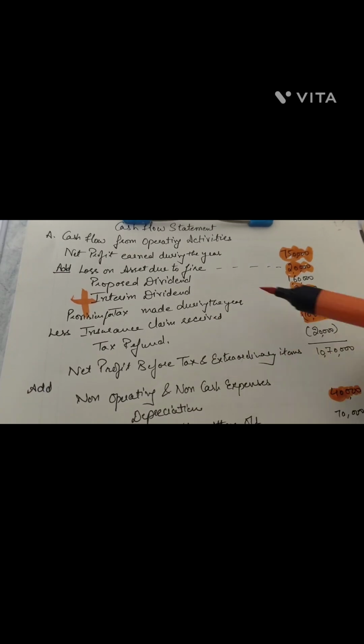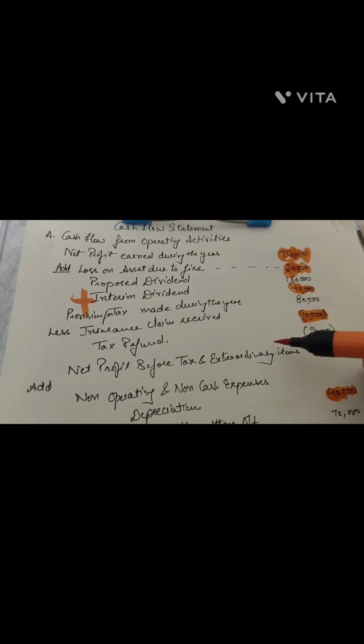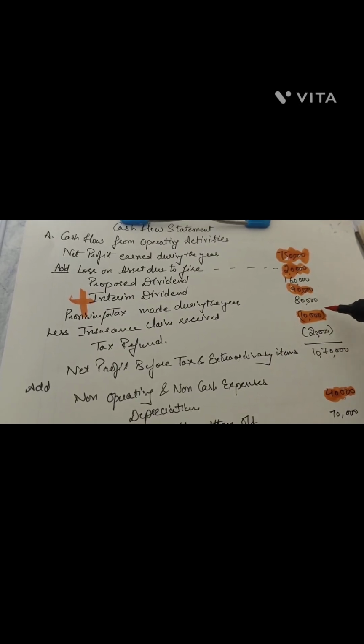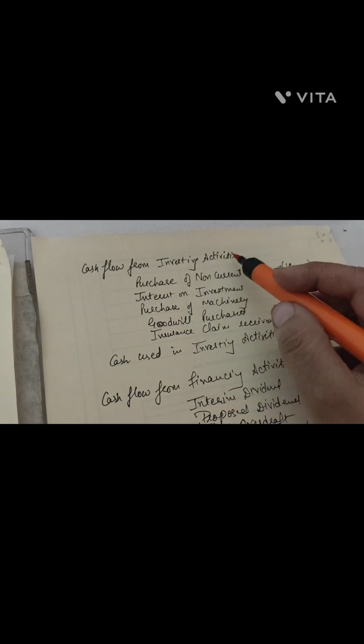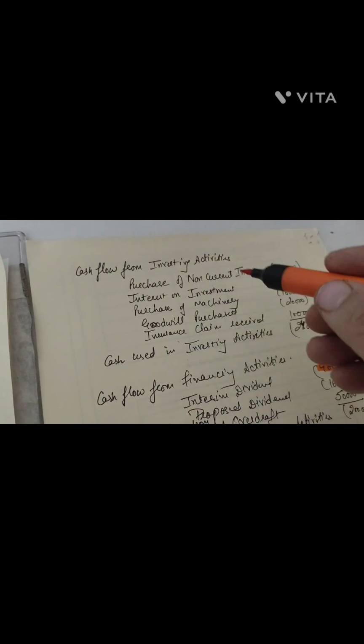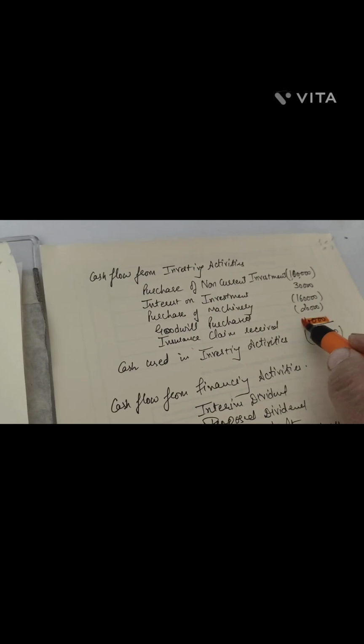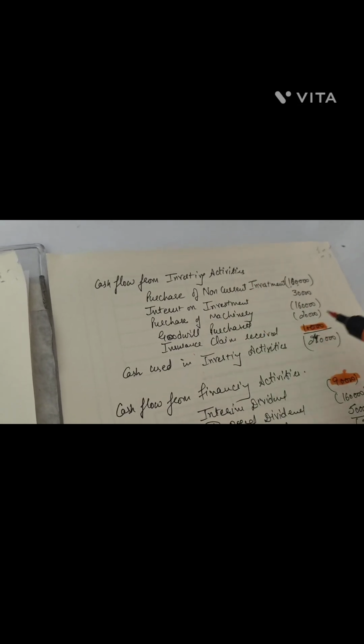Now insurance claim received is given a deduction before extraordinary items net profit, and it would be added where? It would be added in your investing activities. So here we have written insurance claim received with rupees 10,000 in your investing activities.